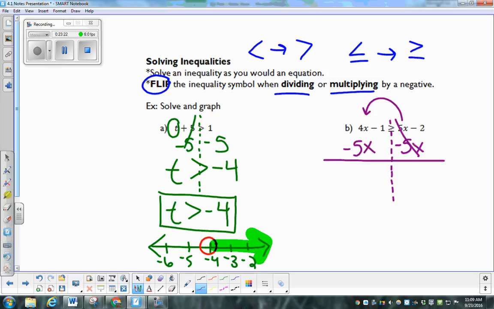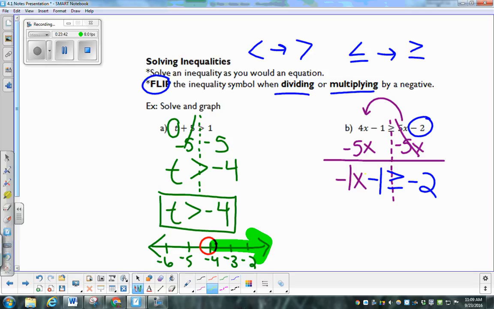We're left with 4x minus 5x, which is negative 1x. And then we still have the minus 1. We still have greater than or equal to because we didn't multiply or divide by a negative. All we did was subtract. And on this other side, all we have is negative 2 left so far.